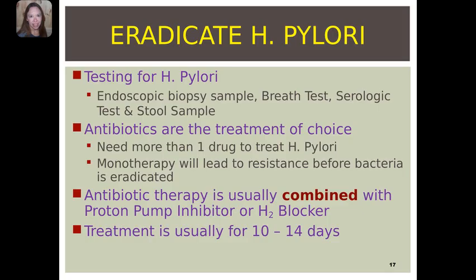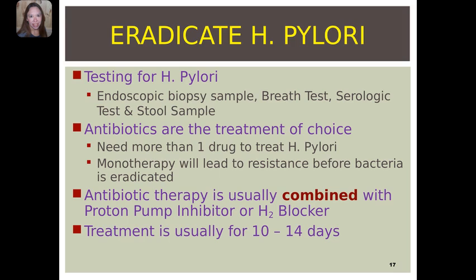One test that they can do is actually stick a scope down through the esophagus into the stomach. It's just a little tiny camera on the end, and they can actually visualize what's happening within the esophagus and the stomach, and then they can actually do biopsy samples with that endoscope. Another test that they can do is a breath test. Another one is a serologic test, so we can do a blood sample. And then another one is a stool sample. So antibiotics are going to be the treatment of choice if we discover that H. pylori is actually there causing the problems.